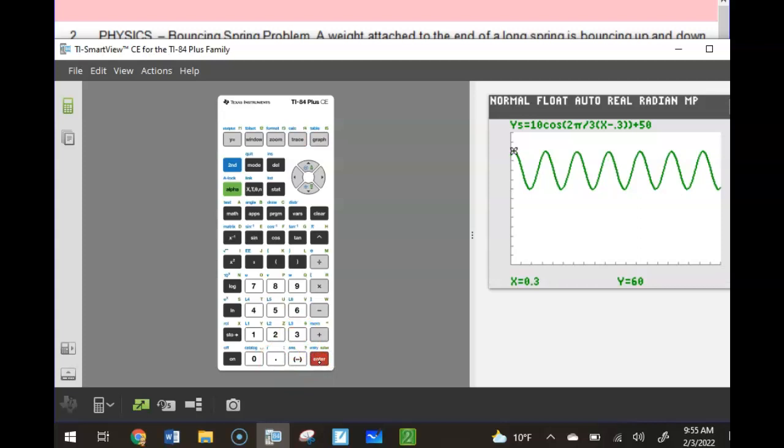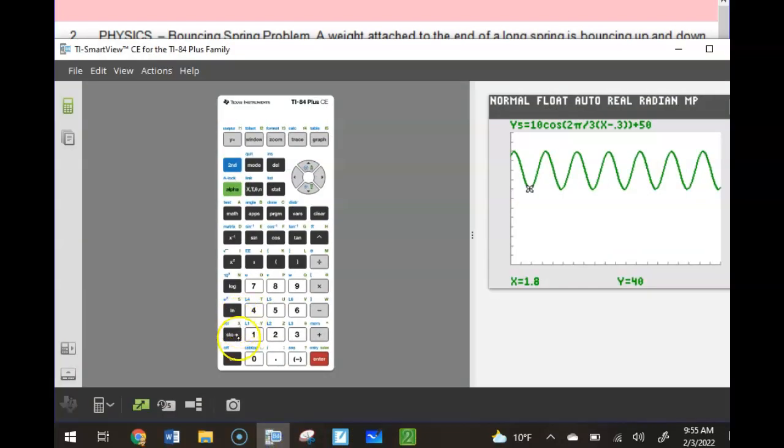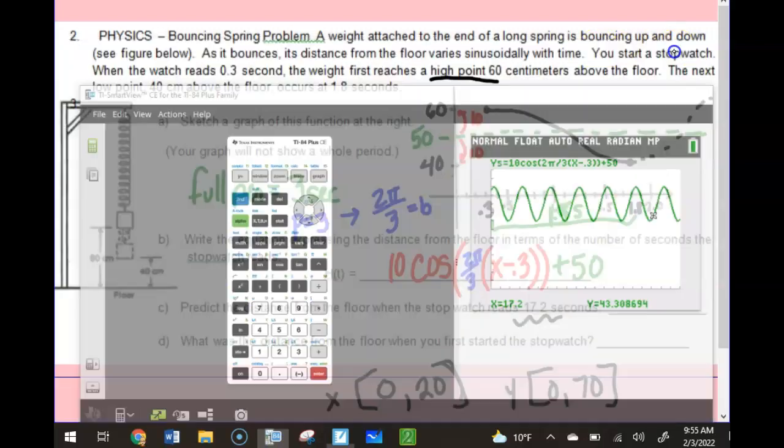Okay, and then was it 1 point? Where was it supposed to be at the low? 1.8? Okay, there we go, 1.8 and 40. So it seems okay. So then what questions are we supposed to ask? Predict its height at 17.2. So if we go out to 17.2, I got 43.3. Anybody else?